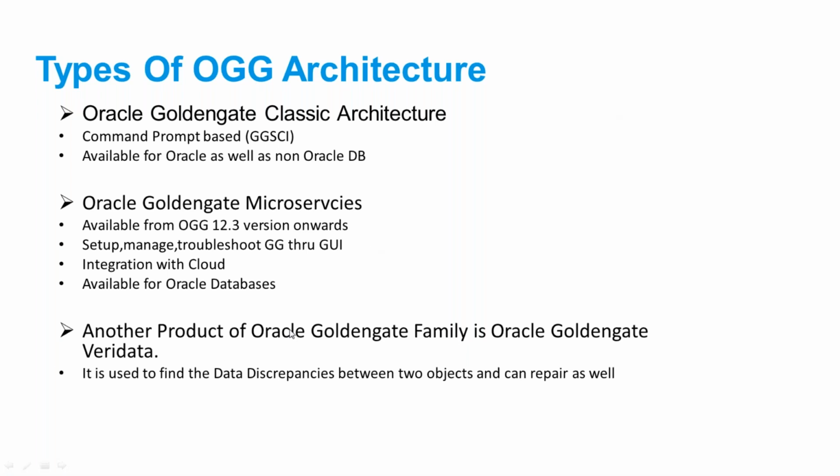Oracle Golden Gate Veridata is another product of the Golden Gate family, which is used to find the data discrepancies between two objects, and it can repair them as well. So you have source database and target database. Consider a scenario. Golden Gate is used for replication, right? On source, you have 100,000 records in the source table, source object. On the target object, you have only 99,000 records. And this Golden Gate replication has been running for 6 years. So you have the data discrepancy of those 1,000 records, which is coming from earlier. It is not the latest one. Now, how can you identify the discrepancies?